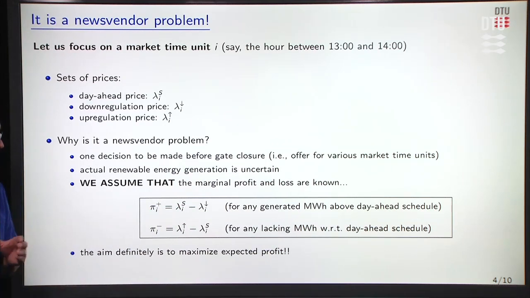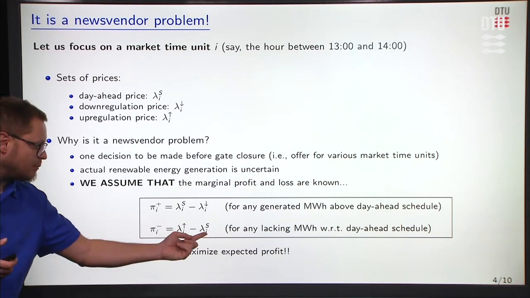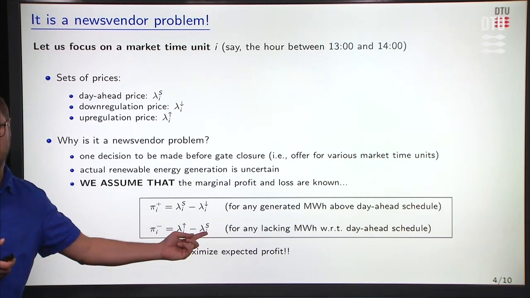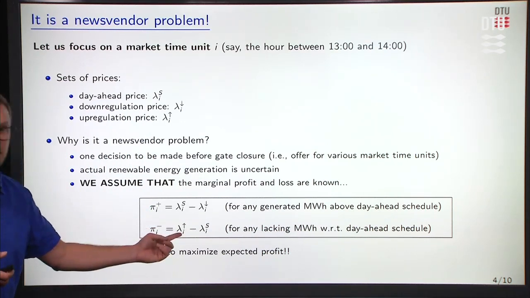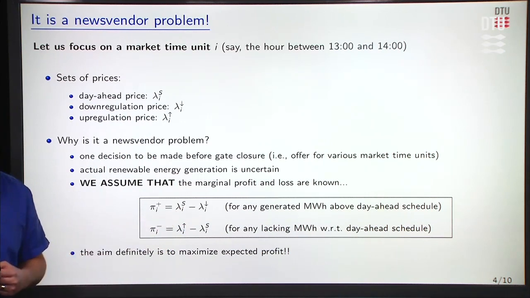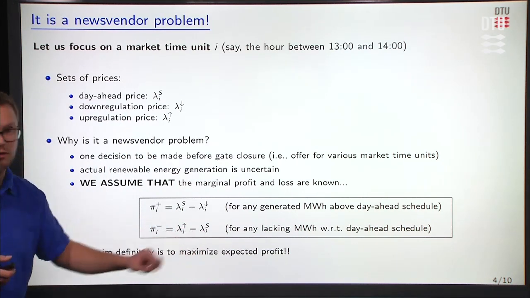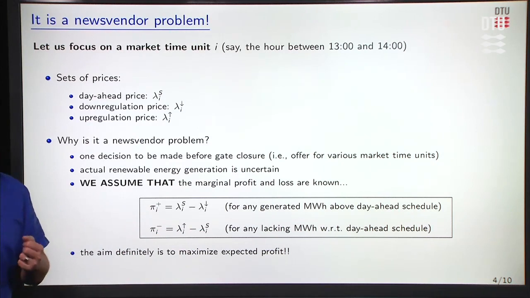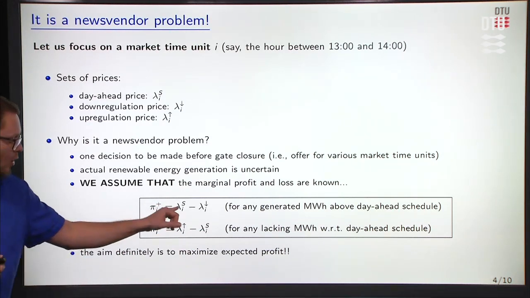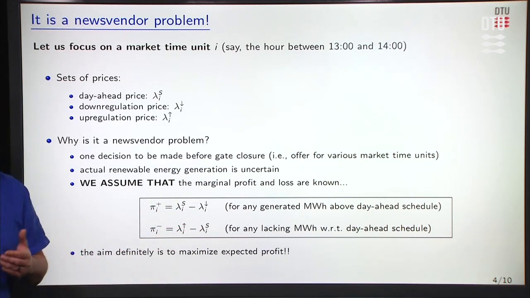On the other side, for up-regulation, we have been paid lambda^S through the day-ahead market clearing, and since we are not delivering, for any of these lacking megawatt hours with respect to the day-ahead schedule, we will have to pay this price lambda_i with an arrow pointing upwards, which is going to be penalizing since this price is higher than lambda^S. These two quantities, pi_i^+ and pi_i^-, are greater or equal to 0 since always these differences are either zero or actually penalizing. Our aim here is to definitely maximize expected profit, which is what we define in the news vendor problem.